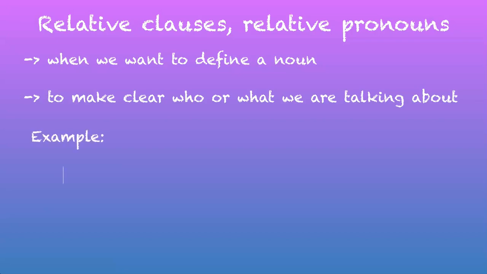So here is an example. I am looking for a shop. This is very unclear because what kind of shop are you looking for? Are you looking for a clothes shop, for a sports shop, are you looking for food? I don't know. So you need to define the noun shop here, and you do that with a relative clause. And the relative clause here is which sells clothes. So this is the relative clause, and it defines the noun shop, and which is the relative pronoun.